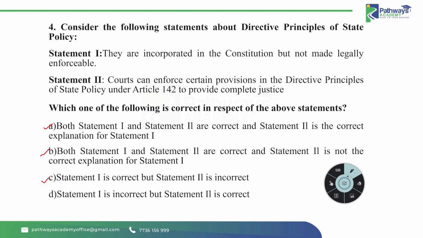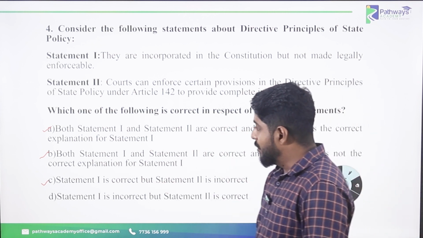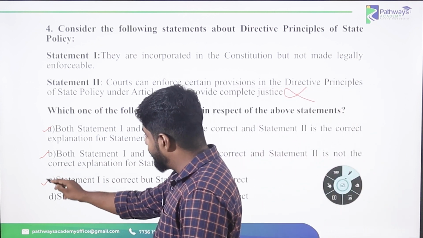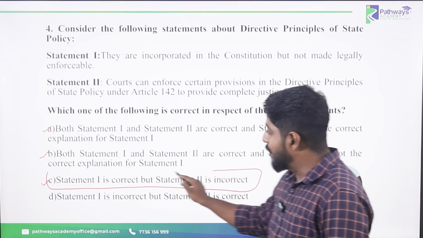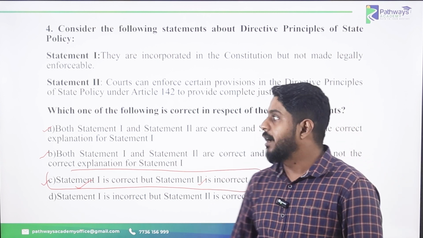Statement number 2 says courts can enforce certain provisions in the directive principles of state policy under Article 142 to provide complete justice. Sir, this statement is wrong, isn't it? Courts do not have the capability to enforce a DPSP until and unless the parliament comes forward with a law. This statement is wrong, which means option C would be the right answer, because statement 1 is correct but statement 2 is incorrect. Are you getting the picture clear?